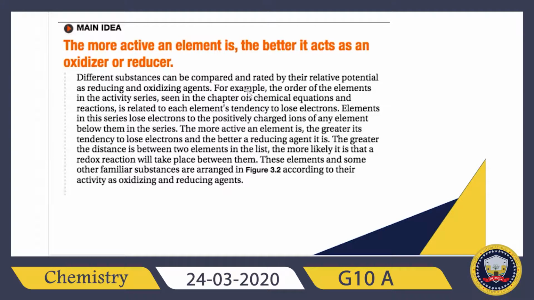So for example, look here: the order of the elements in the activity series seen in the chapter on chemical equations and reactions is related to each element's tendency to lose electrons. Elements in this series lose electrons to the positively charged ions of any element below them in the series. So what's important here? The more active an element is, the greater its tendency to lose electrons, and the better a reducing agent it is. Remember, you see, it lost the electron.